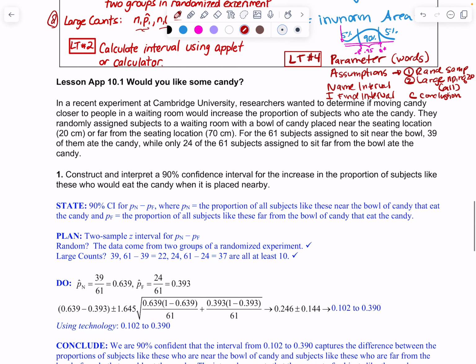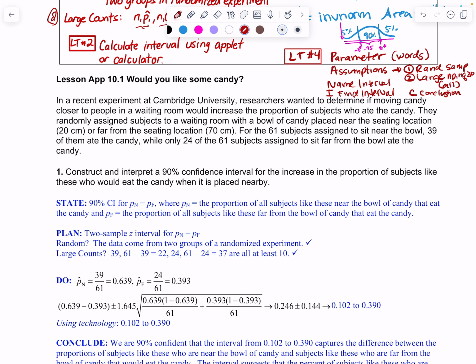Okay, let's look at this one. It says, would you like some candy? Okay, so this is saying construct and interpret a 90% confidence interval. And then, so we have, we're doing pN minus pF, where pN is the proportion of all subjects like these near the bowl of candy, and pF is the proportion. So notice I'm doing both of them. So I have to define both of them. So this is the true proportion of those that like candy near the bowl, and this is the proportion that's far. So to do a 2-sample t-interval, or I call it a 2-proportion z-interval, either way is fine. You can do either one.